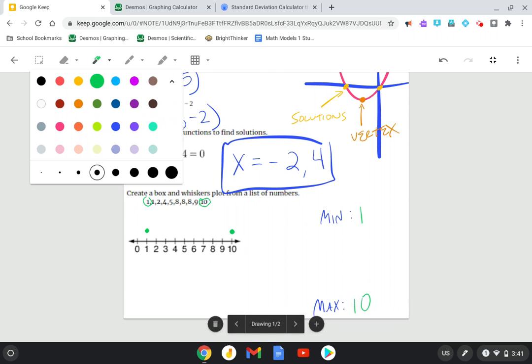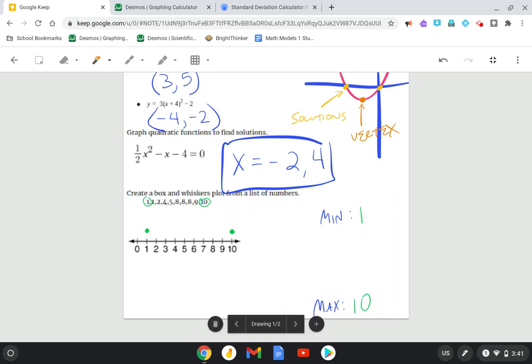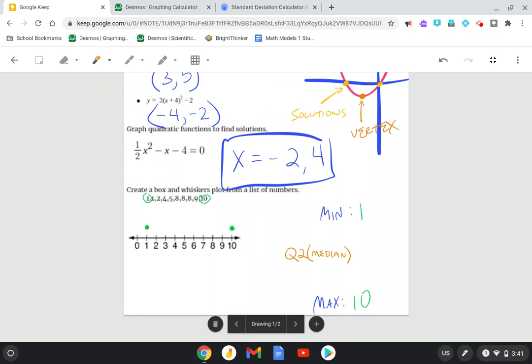And then we're going to find the Q2, or the median. I'll write that both ways, Q2 or the median. So we do that by just looking for the middle number. Let's see, I'm marking out problems as they go in. So it's between 5 and 8. So if it's between 5 and 8, then I do 5 plus 8 divided by 2. So I get 13 divided by 2, which is 6.5. So that's my Q2.